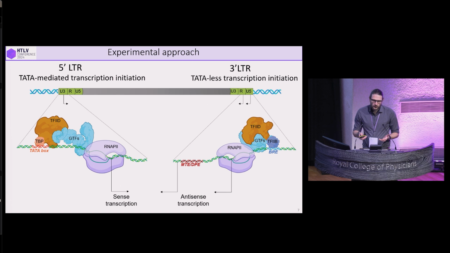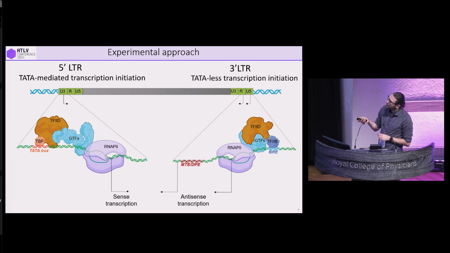Our approach was based on reverse genetics, so we needed a valid target to affect only antisense transcription. Luckily, we exploited a mechanistic difference during the initiation of sense and antisense transcription. The initiation of sense transcription starts with the binding of the TATA binding protein, or TBP, to the TATA box located in the U3 region of the 5' LTR. For antisense transcription, the mechanism is not fully understood, but we know that antisense transcripts initiate from the R region as well as the U5 region of the 3' LTR.